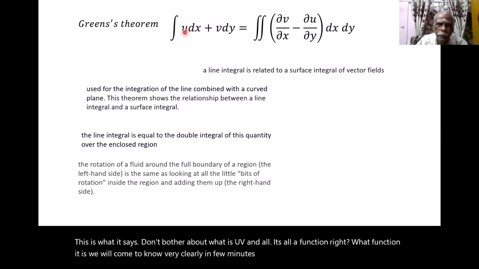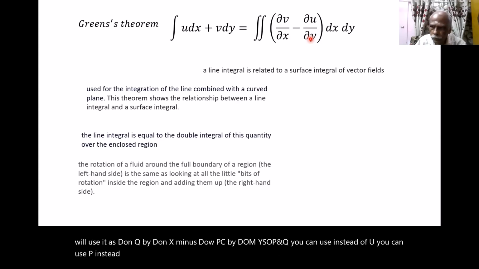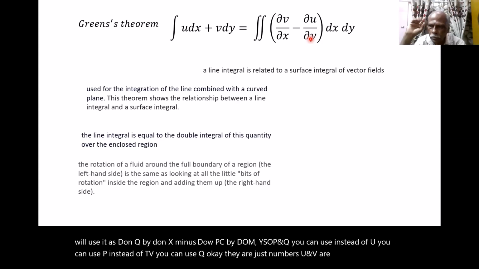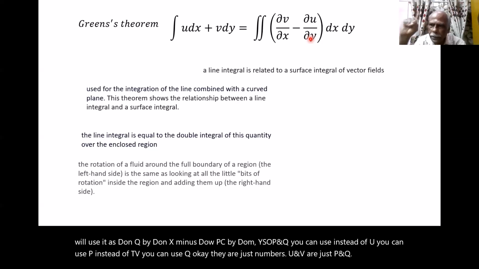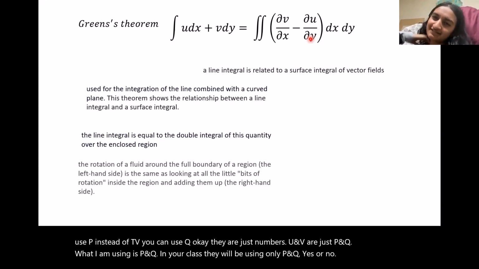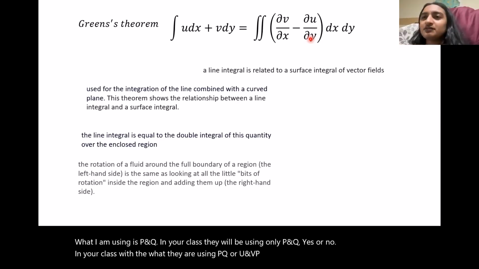You can also use p and q, like this: dou q by dou x minus dou p by dou y. Instead of u, you can use p. Instead of v, you can use q. U and v are just p and q. What I will be using is p and q. In your class, they will be using only p and q. Yes or no? In your class, what are they using? P and Q. P and Q.